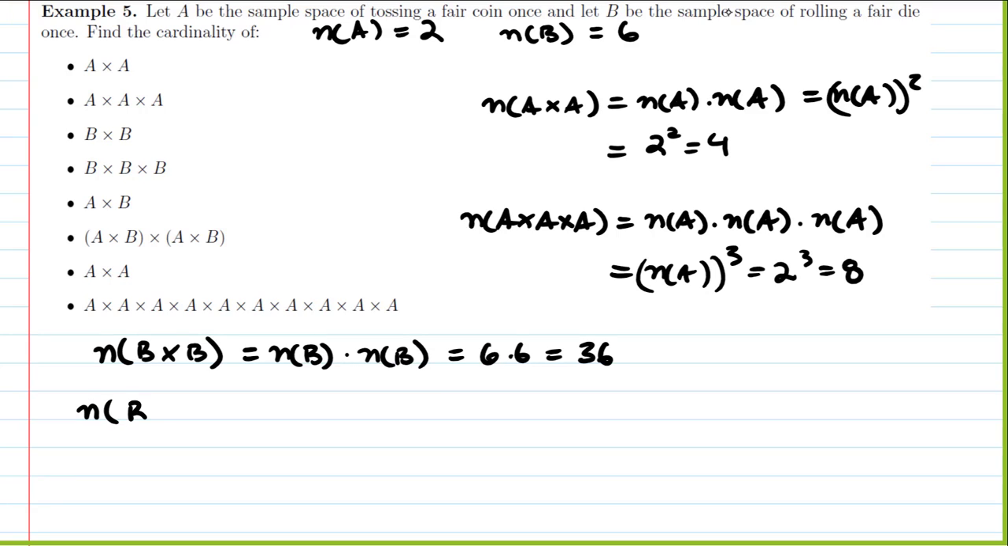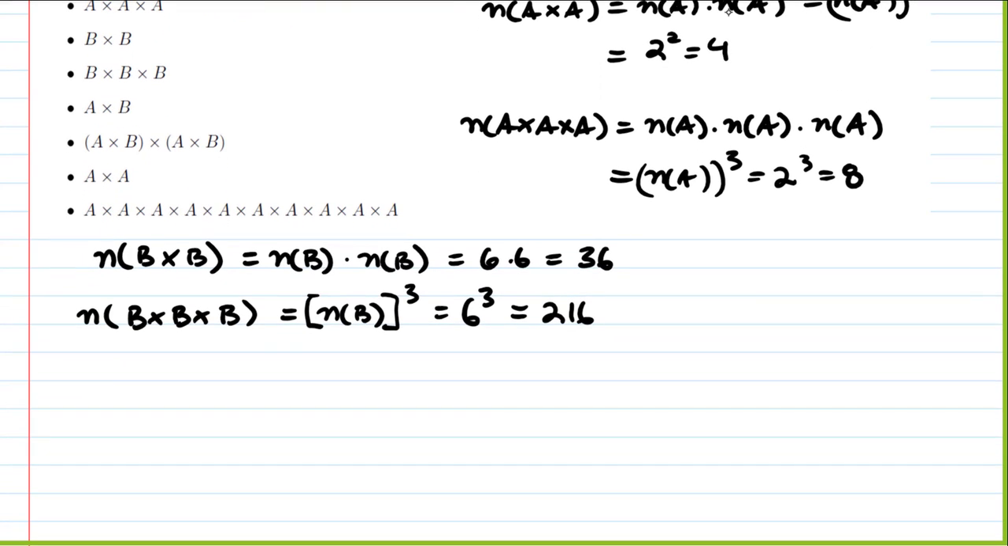Similarly, B cross B cross B is going to be the number of things in B cubed. So 6 to the 3rd power is 216. The number of things in A cross B is going to be the number of things in A times the number of things in B. So that's 2 times 6 is going to be 12.